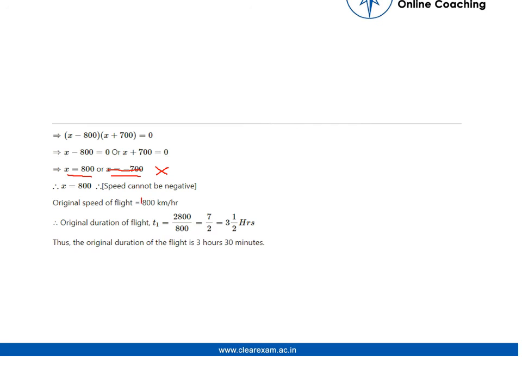So we got the answer that the original speed of the flight is 800 kilometers per hour, and the original duration of the flight was t1 equals 2800 divided by 800, that is 7 by 2, which equals 3 hours 30 minutes.